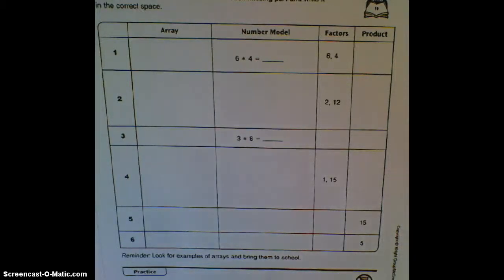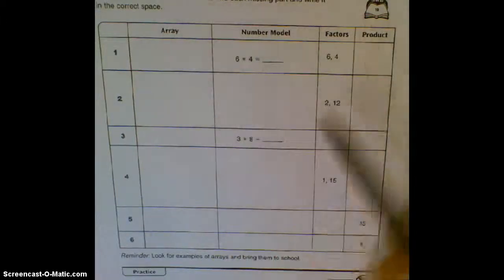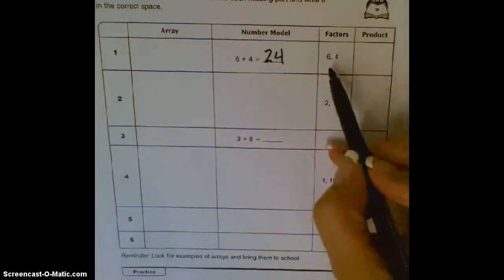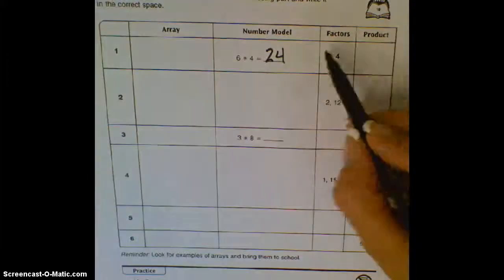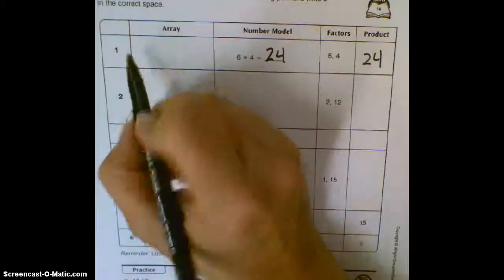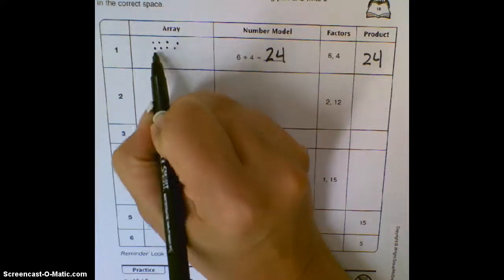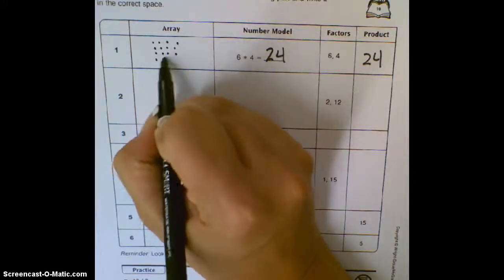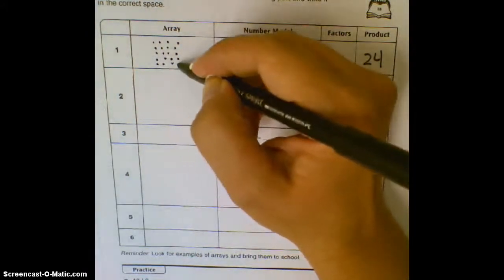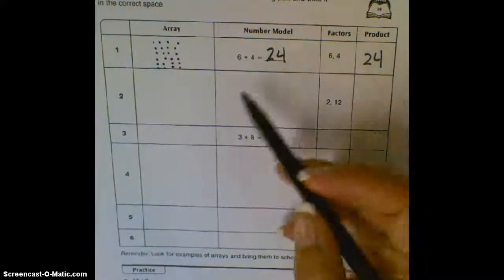Today's homework is all about factors and arrays, and it just tells us to complete the chart. 6 times 4, I'm sure you remember, is 24. Its factors are 6 and 4, and we know its product, that's the answer, is 24. Then we need to make an array that is over 4 and down 6. 1, 2, 3, 4, and another row. So we've got a 6 by 4 array on that one.